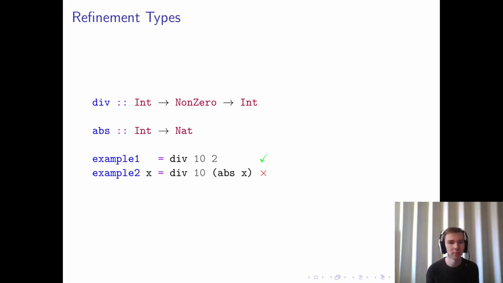In the first example, we divide 10 by 2, and clearly 2 is not equal to 0, so the system is easily validated. In the second example, though, the denominator is provided by the absolute value of any number x. Since the natural numbers include 0, we have no proof to show that the denominator cannot be 0, and as such, this function is rightfully rejected.